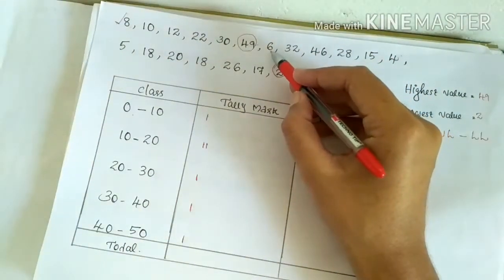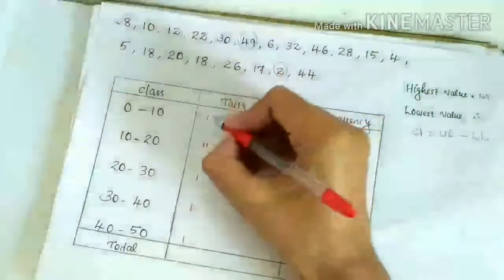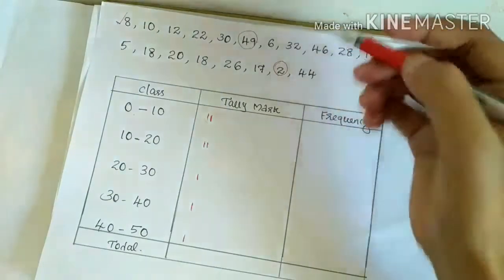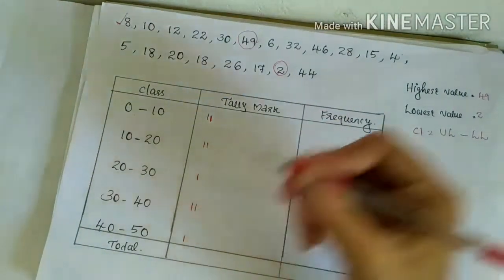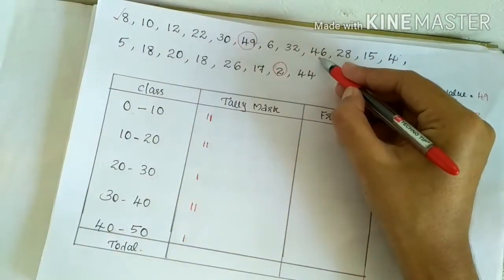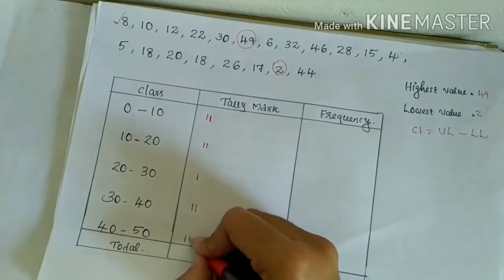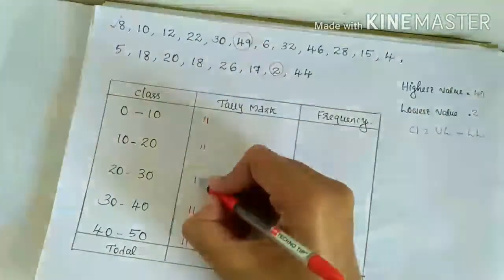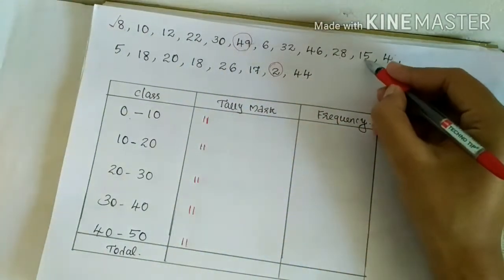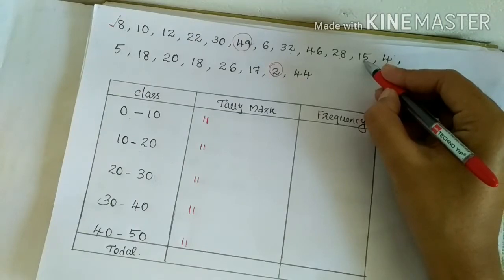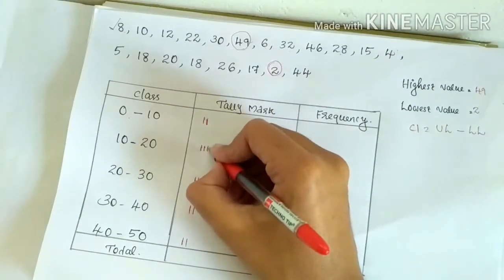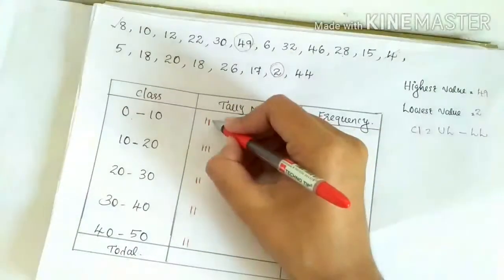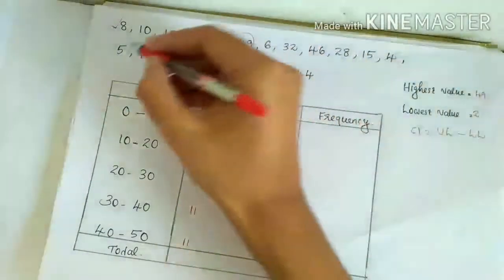And the value of 6. The value of 6 is included in the class of 0 to 10. Then the value of 32 is included in the class of 30 to 40. And the value of 46 is included in the class of 40 to 50. And 28 is included in the class of 20 to 30. And the value of 15 is included in the class of 10 to 20. And the value of 4 is included in the class of 0 to 10. And the value of 5.